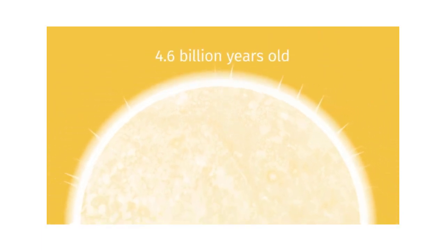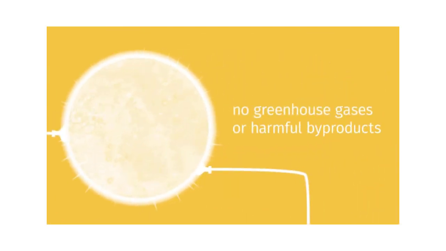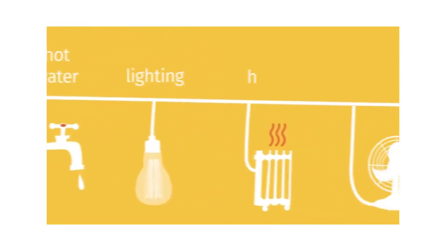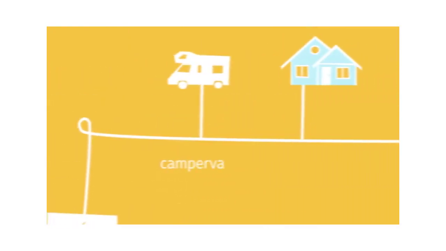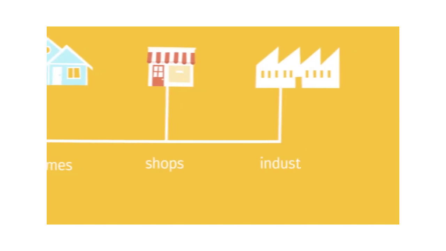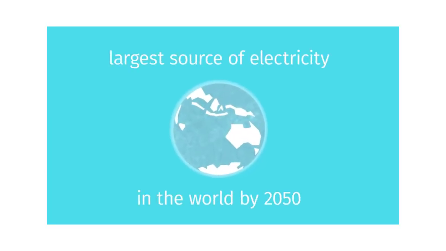That's solar energy. The sun is the most plentiful source of energy we have. It's about 4.6 billion years old, with another 5 billion years of hydrogen fuel to burn in its lifetime. That gives us a renewable energy source that won't run out anytime soon, and it can be used without releasing greenhouse gases or other harmful byproducts. We can use that energy directly for hot water, lighting, heating, and even cooling. We can convert it to electricity to power anything from camper vans to suburban homes to shops to industrial processes. Solar could be the largest source of electricity in the world by 2050.